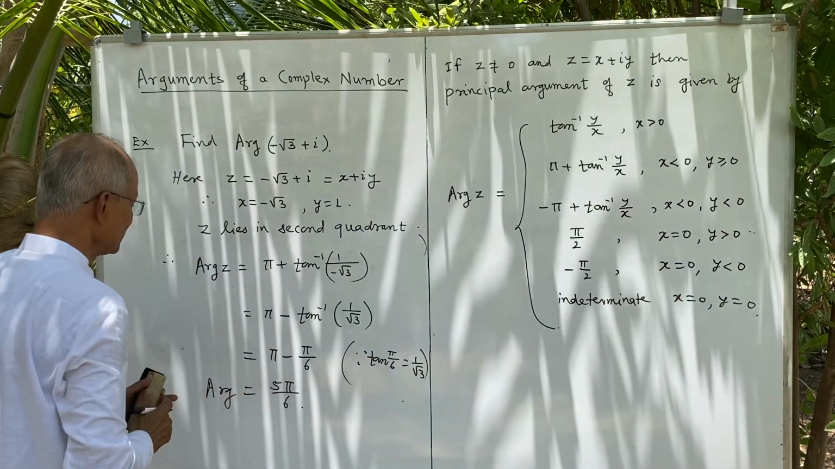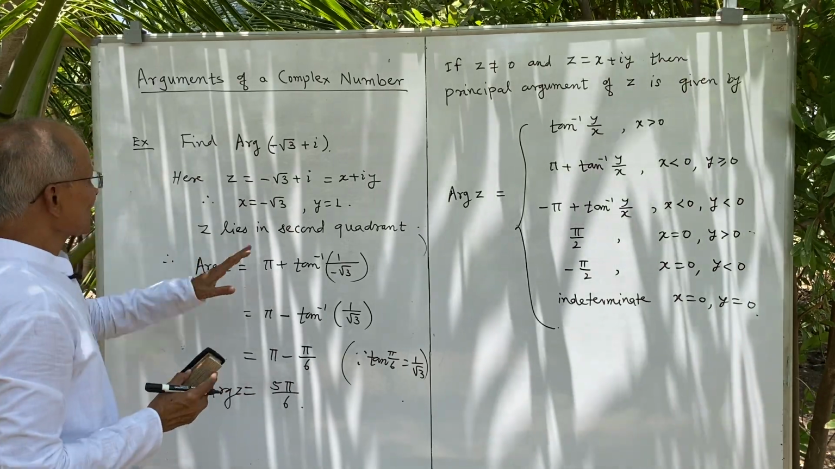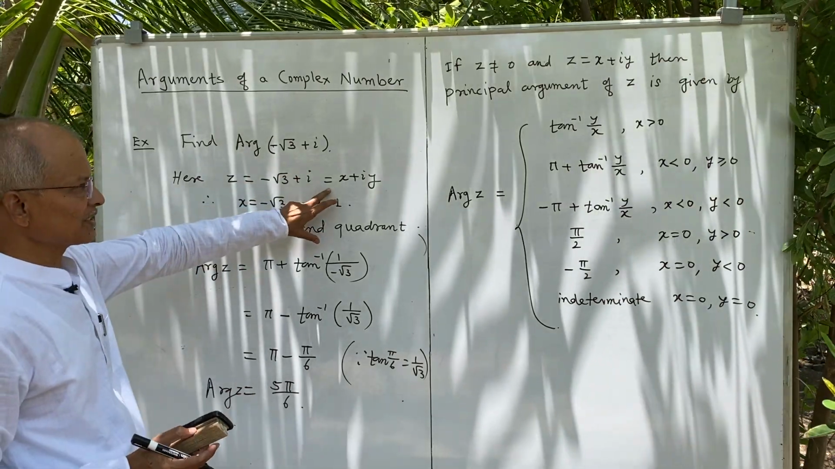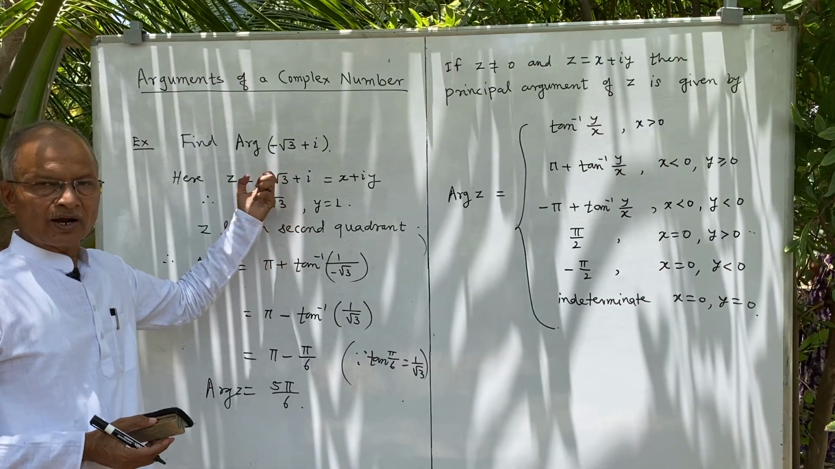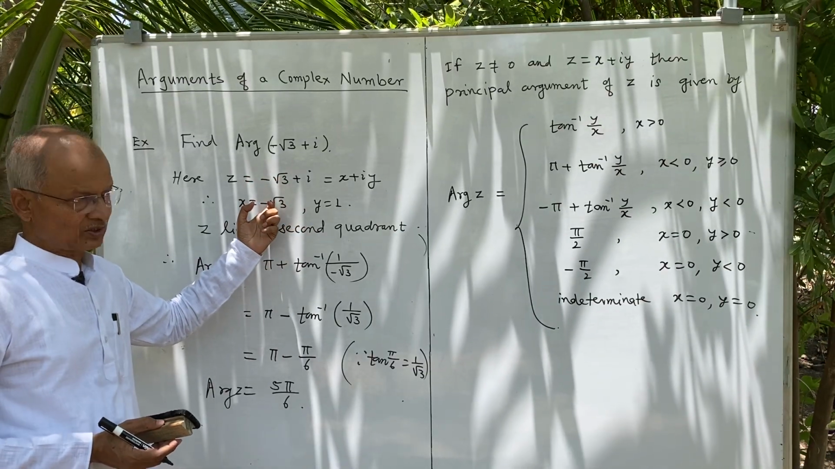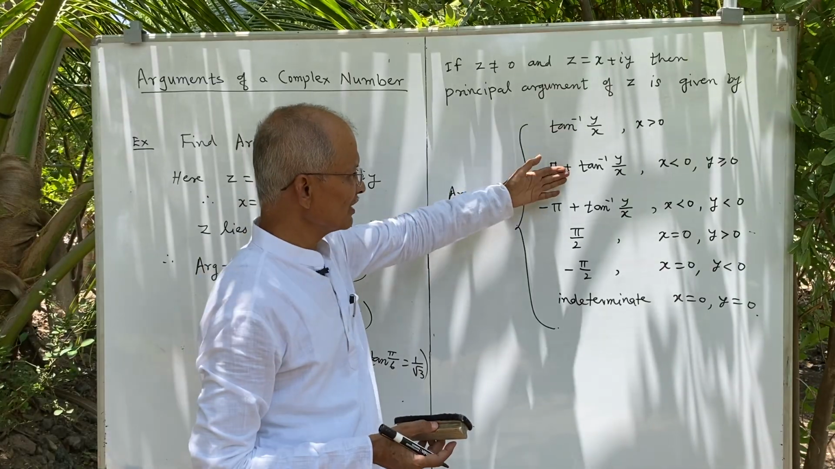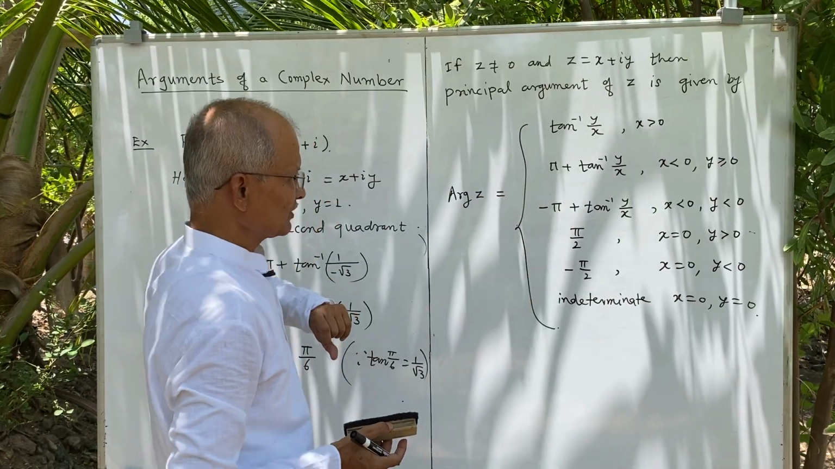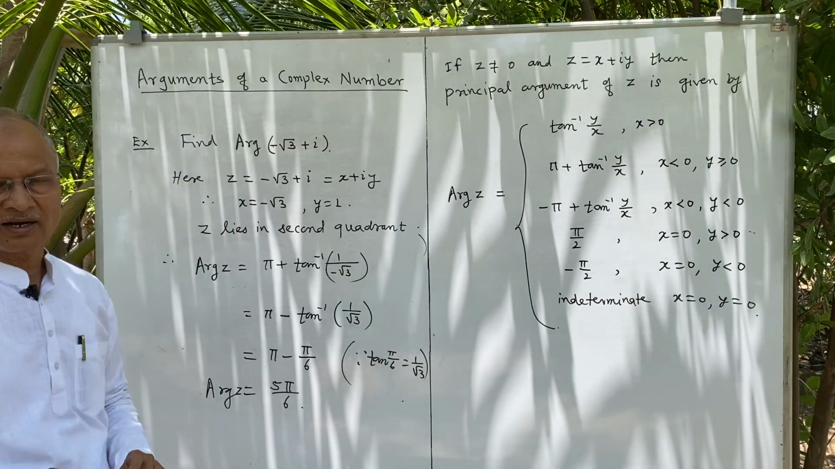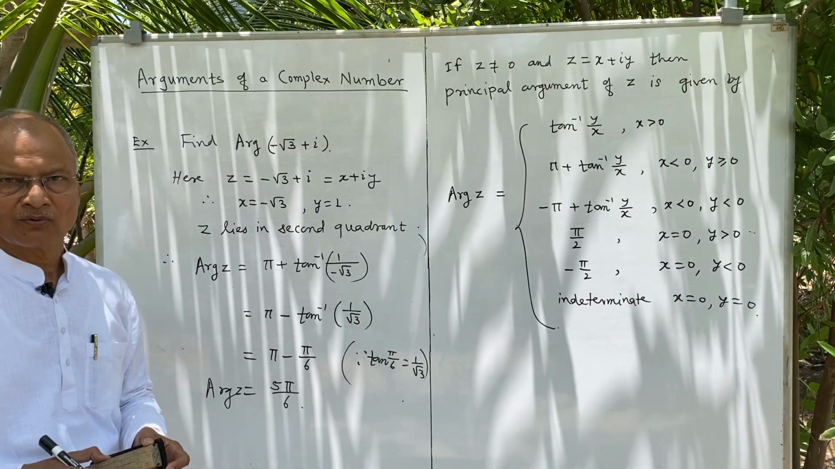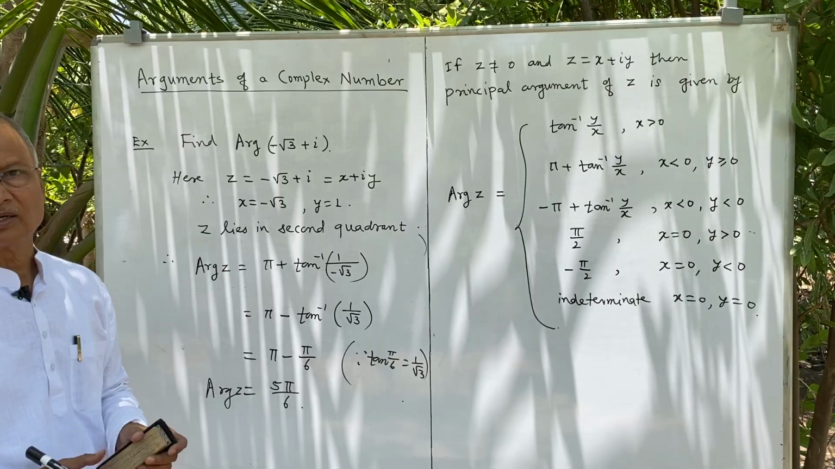So it is easy to find the principal argument. First write z in the form of x plus iy, then note in which quadrant the point lies, and according to that use this formula. So in this lecture we have studied what argument and principal argument are and how to find them. The remaining part we will continue in our next lecture.